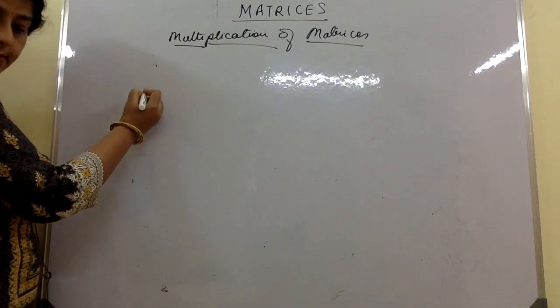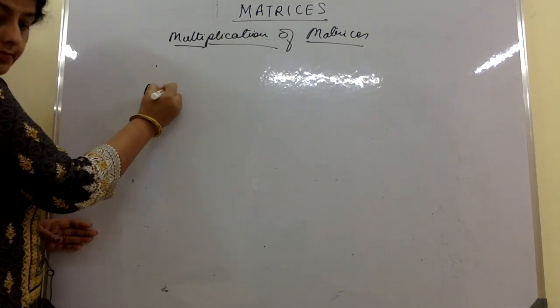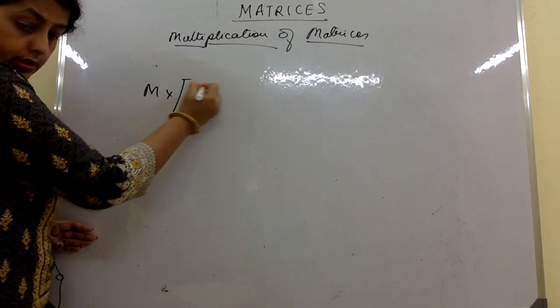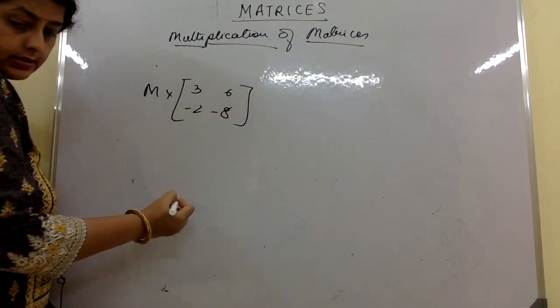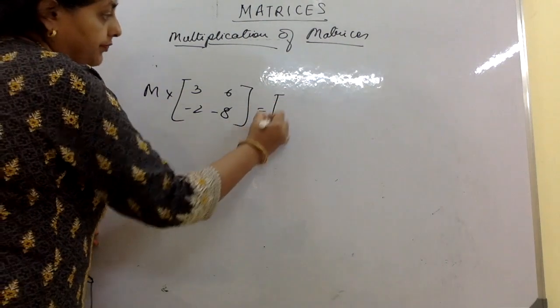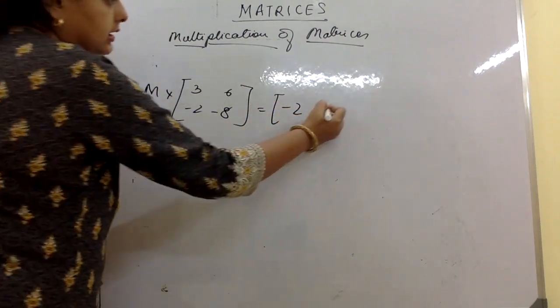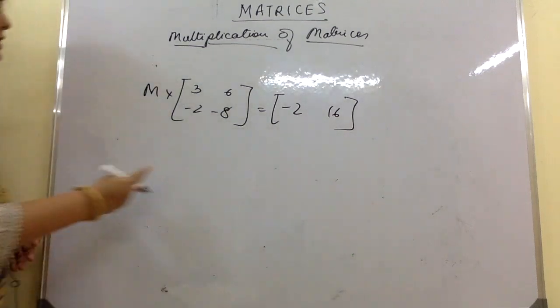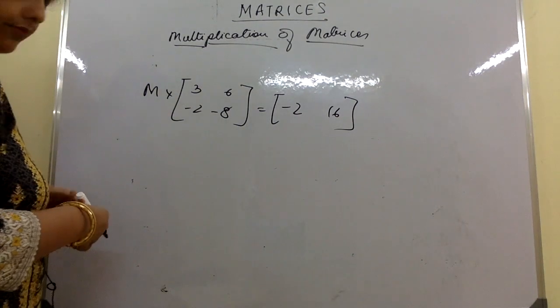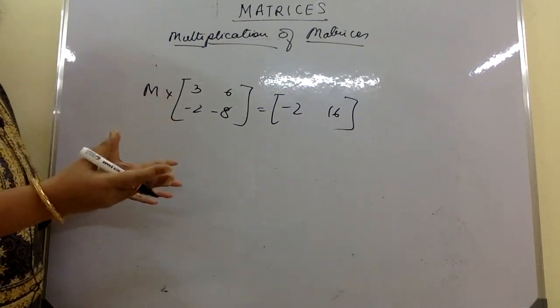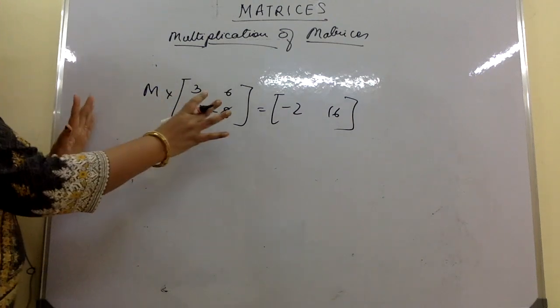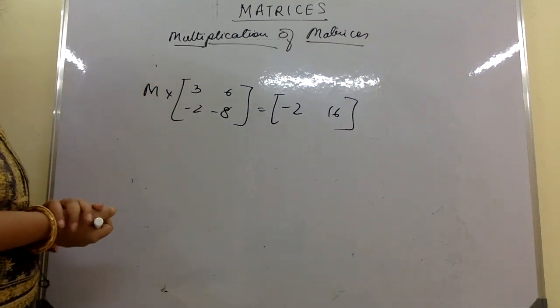Now I have a sum here which is M into, very important, 3, 6, minus 2, minus 8, and that is equal to minus 2 and 16. Now in this sum, you have to find the matrix M. Now this is no longer plus or minus that I can take to the other side and multiply. Now this is a product. I can clearly see it's a product. Now how to do it?